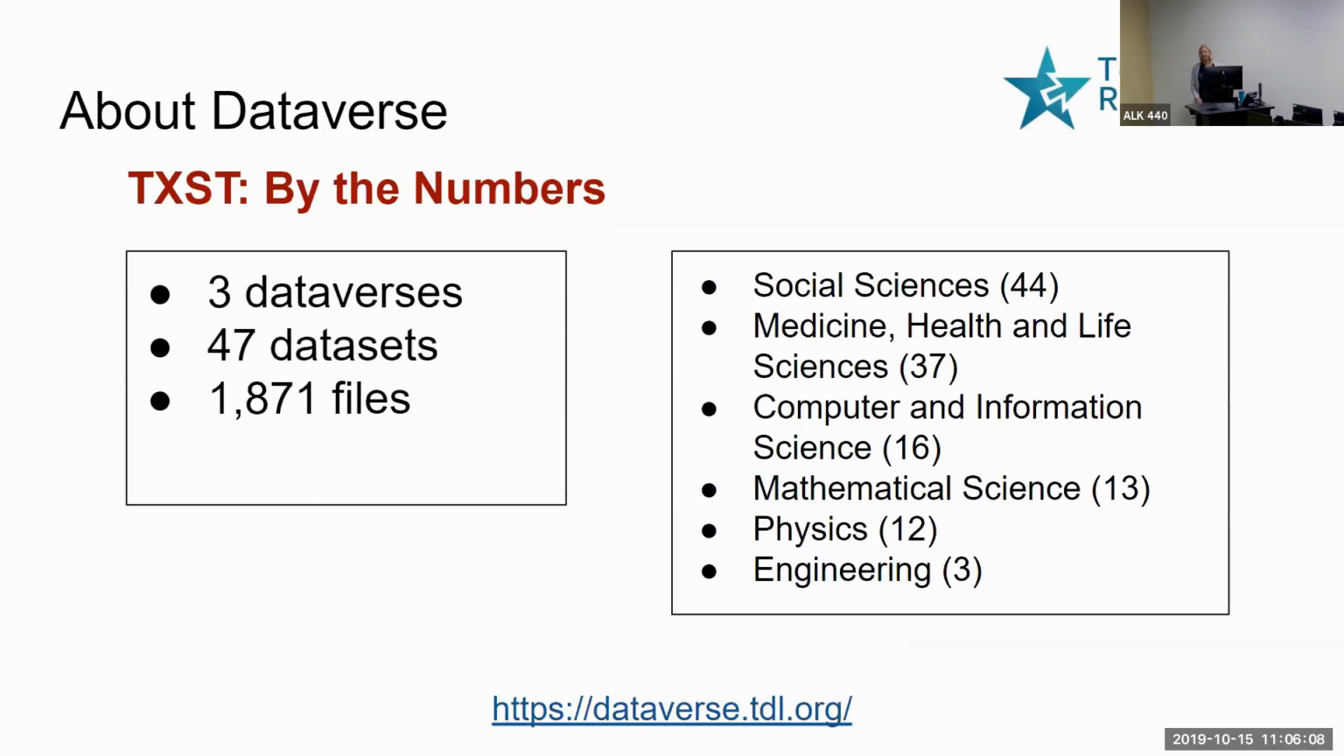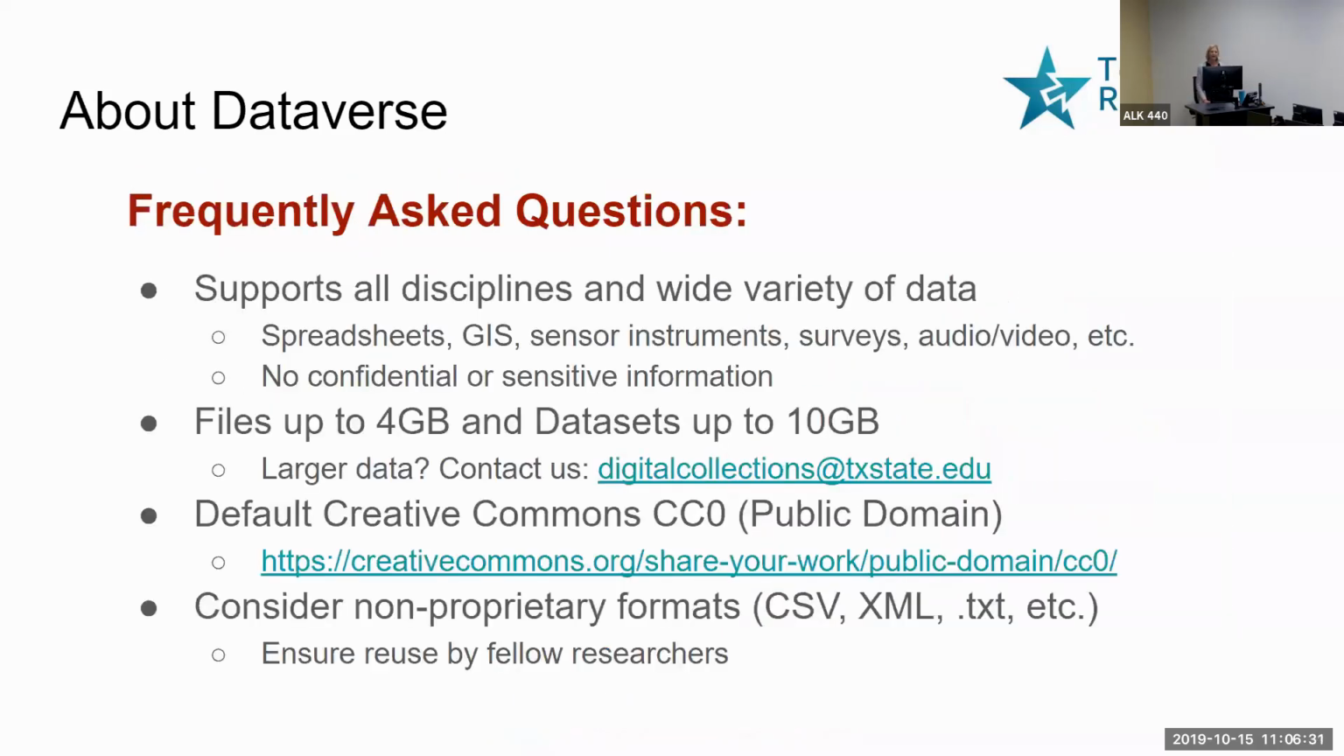So a quick update on our Texas State Dataverse right now. We currently have 3 Dataverses and 47 data sets with over 1,800 files. And these are in a variety of different disciplines, primarily social sciences. So some of the physics and engineering folks might need to kind of step up. Just kidding. But also some frequently asked questions before we get started, kind of some things to mention.